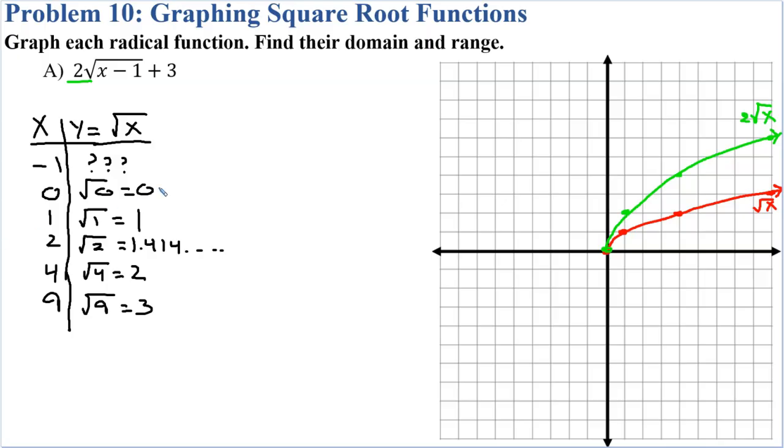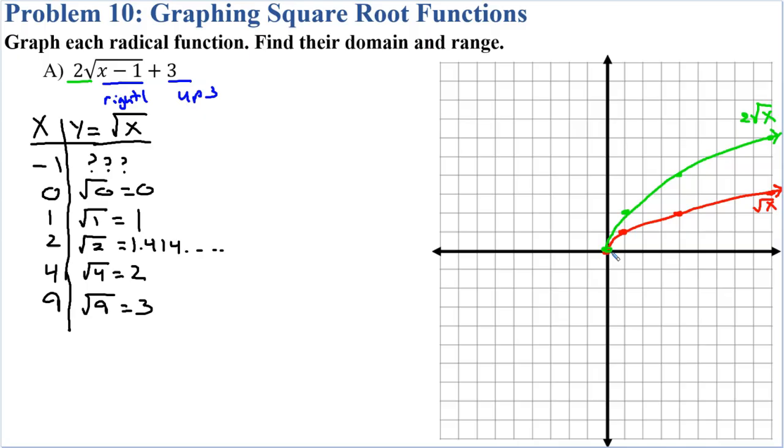And the last thing we'll do to finish this off is take care of the translations, the shifts up, down, left, right. Just like with our other functions, when I subtract from the x, that's going to move things to the right. So this function is going to move everything right 1. And adding and subtracting to the outside moves it up and down. So here we'll have an up 3.